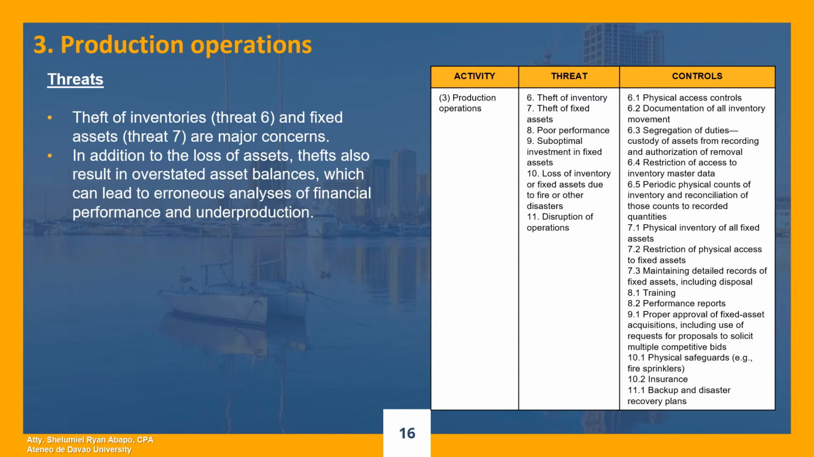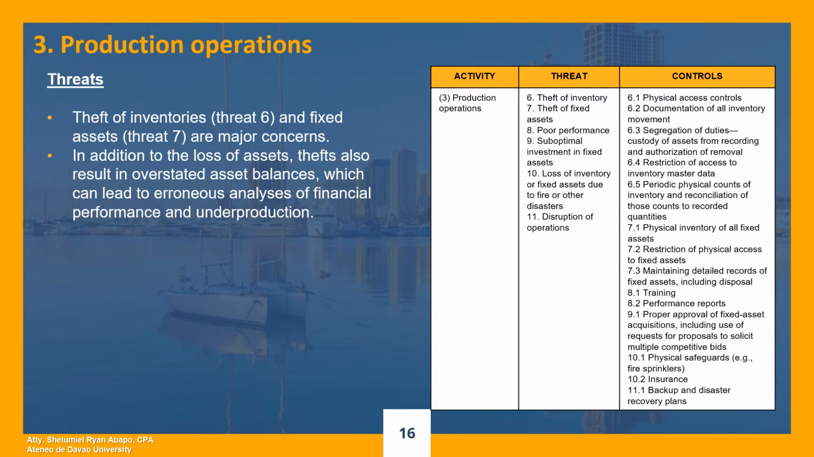Poor performance is another threat to production operations. In 8.1, if you'll see there in your table, training is one way to mitigate this threat. Indeed, surveys of manufacturing companies report a direct relationship between time spent on training and overall productivity. It is also important to regularly prepare and review reports of performance in order to identify when additional training is needed. Okay. Another threat class, if you'll see there, is number 9, which is suboptimal investment in fixed assets.